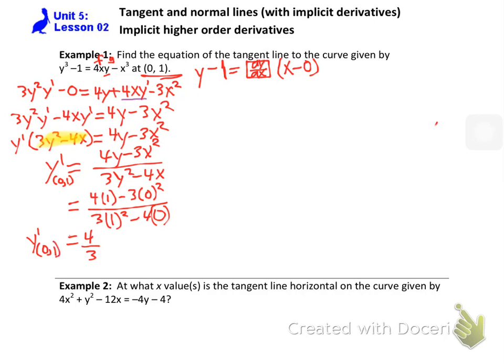So all we have to do is plug that back into our original equation that we started with at the top, and we should be done. We'll do it right here in purple. We have y minus 1 equals 4/3 times x. And that's it. Okay, we'll take a look at another video where we maybe have to take the second derivative.